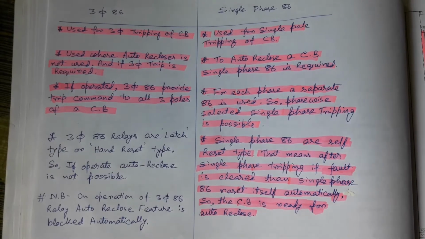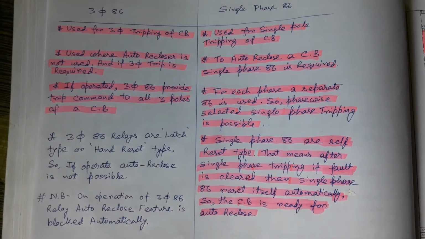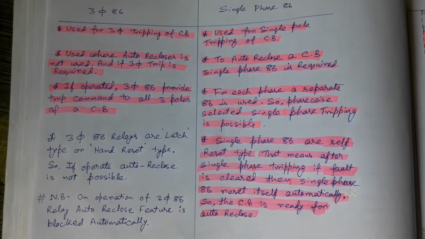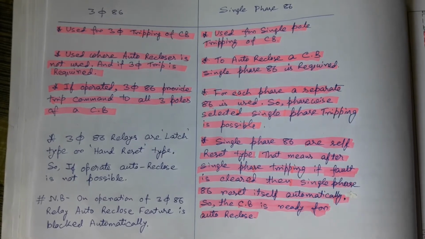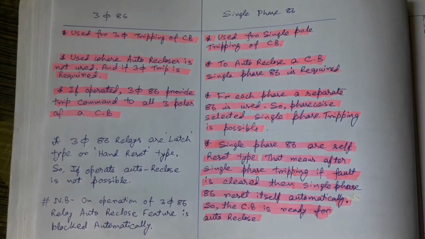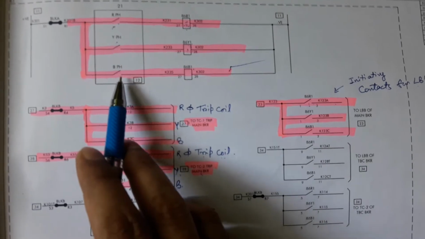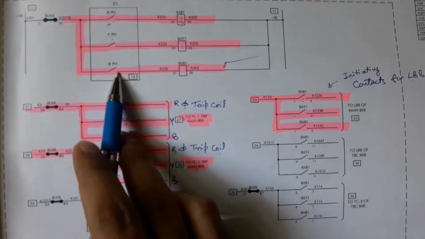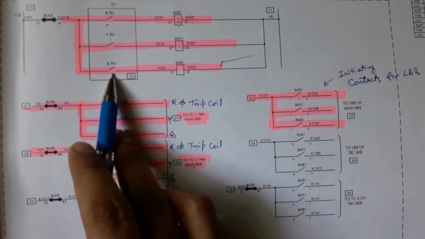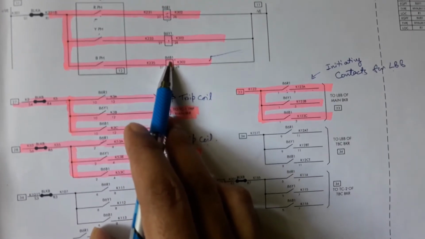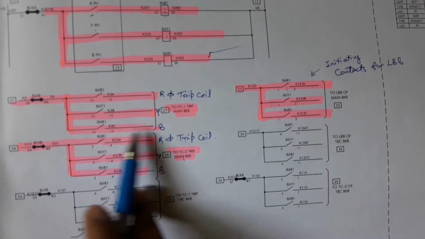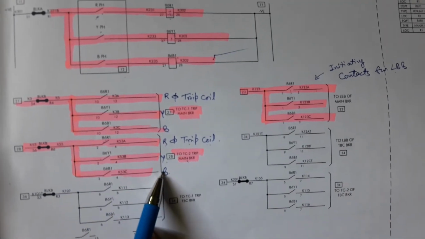Now single phase 86 relays are of self reset type. That means if operated, it will reset itself automatically after clearance of the faulty section or faulty phase. Suppose a blue phase to earth fault occurred, which is successfully detected by the distance protection relay. As a result, 86B will operate and it will trip the blue pole of the circuit breaker.